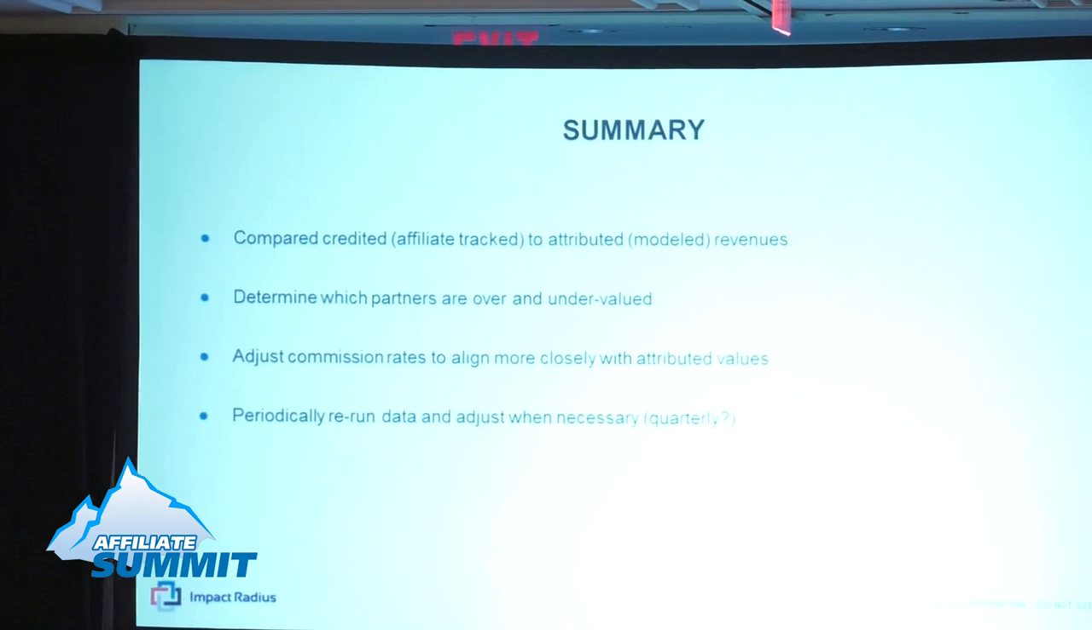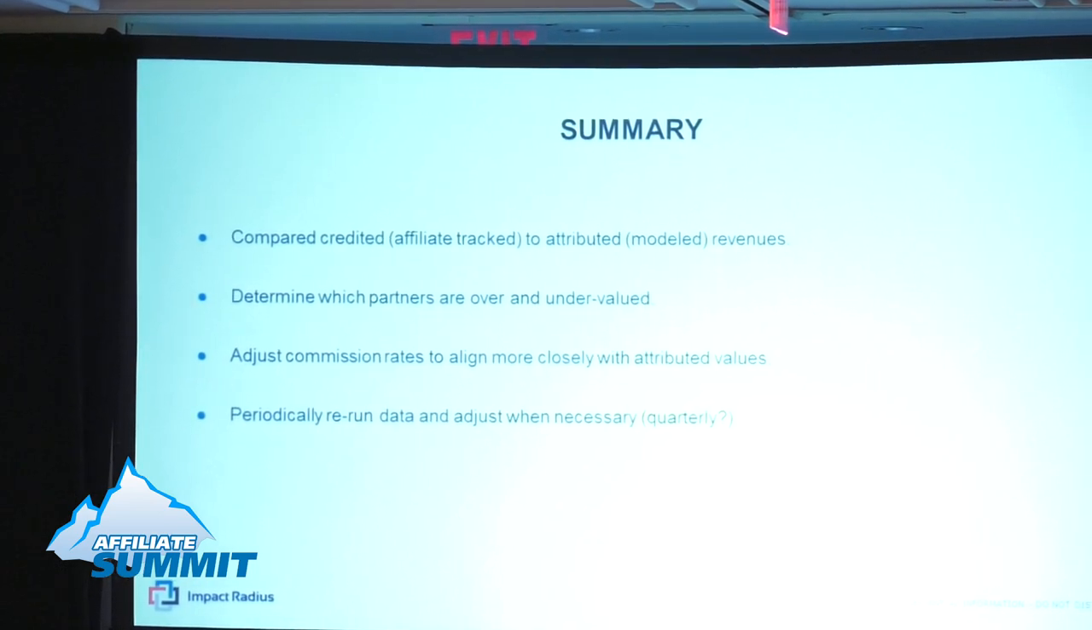So the key here is to make sure you're comparing credited with attributed, because most affiliate tracking and reporting is very siloed. You're looking through, like, a microscope at your business. And most affiliate solutions and networks make money when an affiliate gets a commission. So they want to show you when the affiliate got a commission. They rarely show you when an affiliate didn't get a commission. That's hard for them to do because they don't know that a sale happened and another channel got credit, and they certainly don't know the other channels.